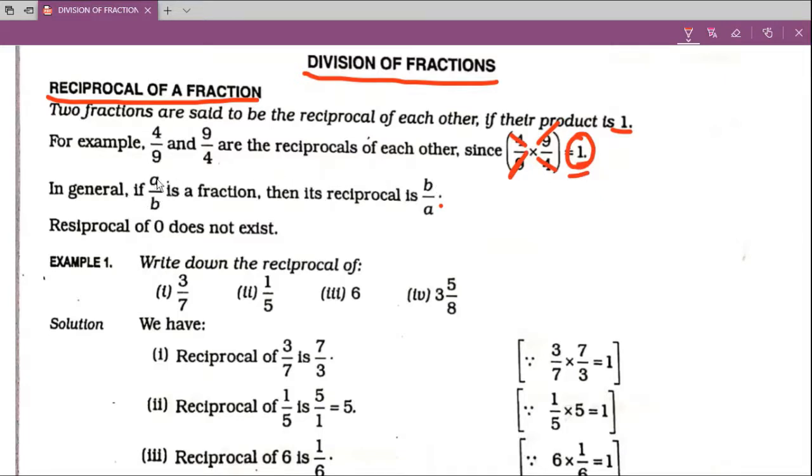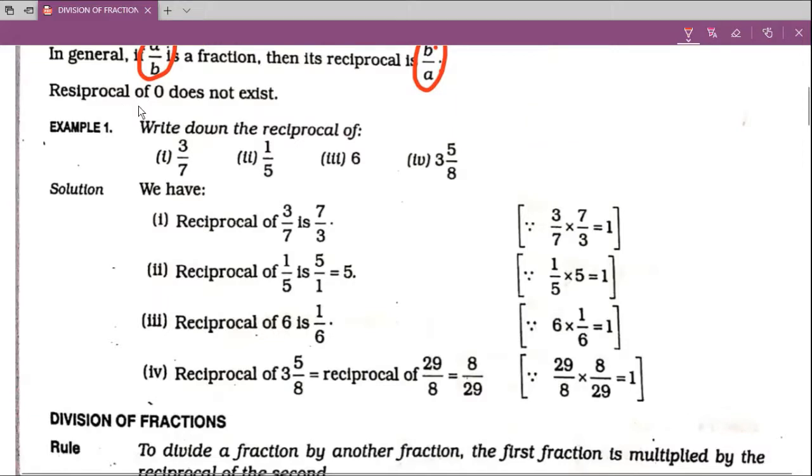In general, if A by B is a fraction, then its reciprocal is B by A. Obviously A is in the place of the numerator in the fraction, and in the reciprocal A is in the place of the denominator. B is in the place of the denominator, and B becomes the numerator. Reciprocal of 0 does not exist. Reciprocal of 0 does not exist.